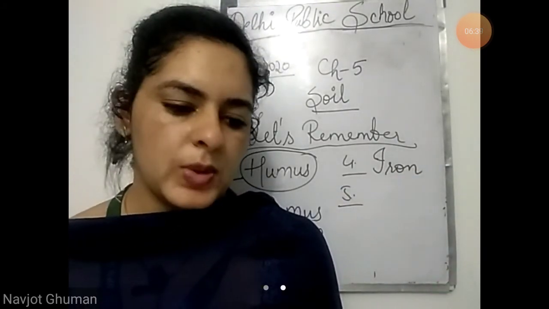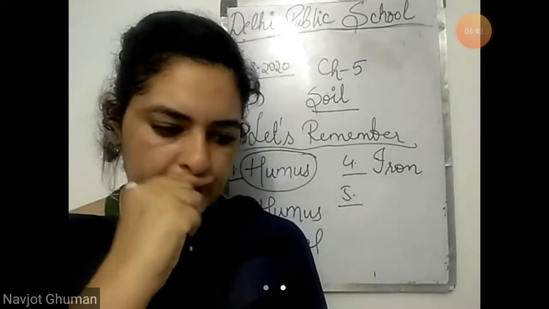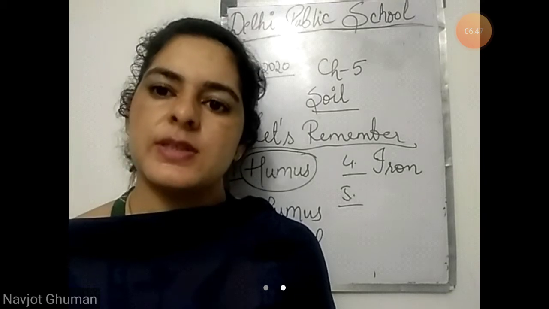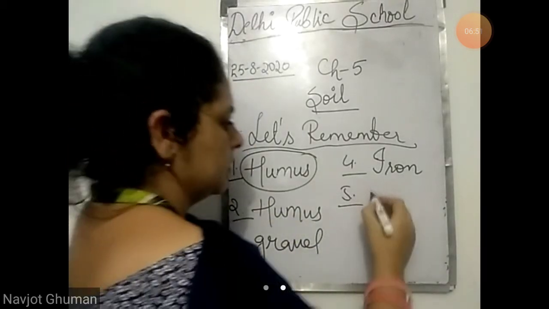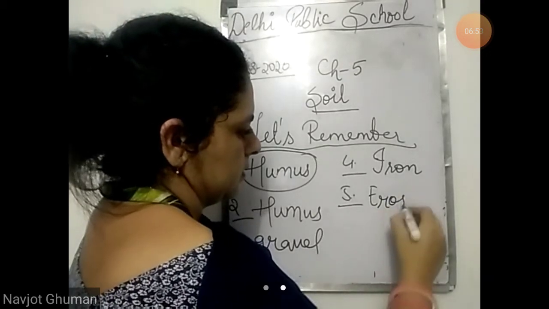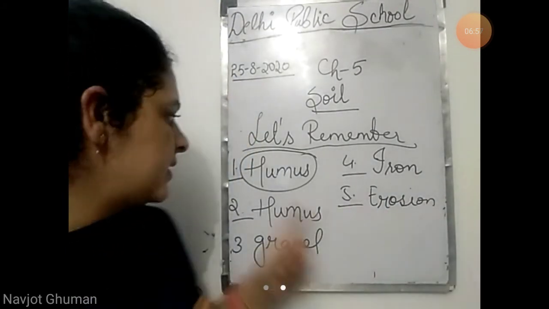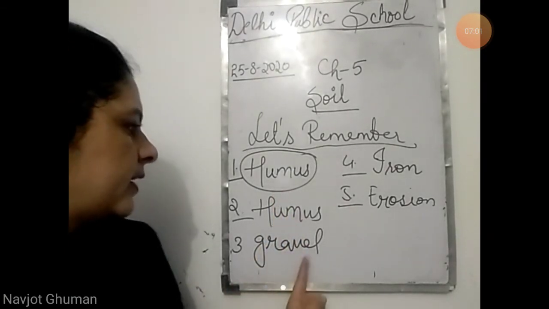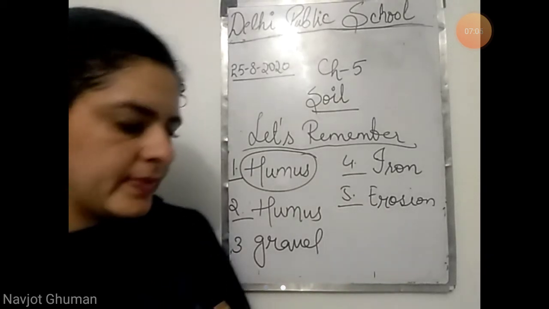Topsoil, erosion, bedrock, subsoil. Three layers of the soil are written over here: topsoil, bedrock and subsoil. But erosion is the removal of the soil. So erosion is the odd one out. So first is humus, second also humus, third gravel, fourth iron and fifth one is erosion.